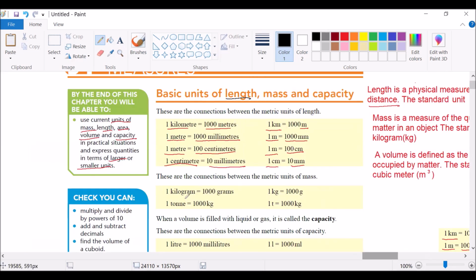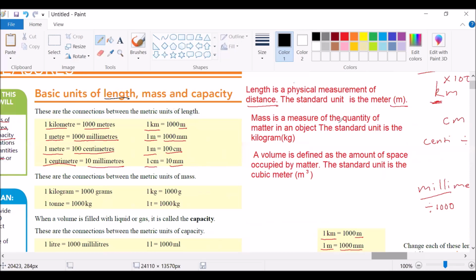Now we move on to mass. Mass is a measure of the quantity of matter in an object. The standard unit is the kilogram. We can also have smaller units like the gram, which is 1,000th of the kilogram. 1 kilogram is equal to 1,000 grams.